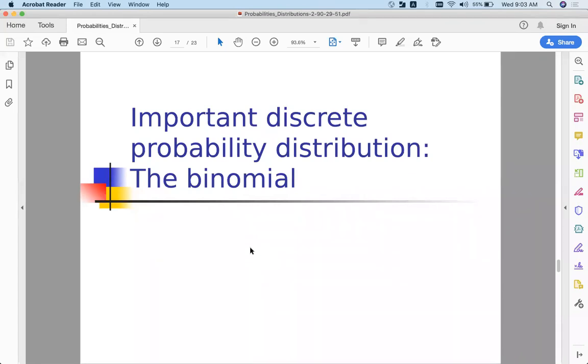Did your instructor explain this part? No, we didn't cover the probability. Okay, so let me cover this. Distributions of probability were not covered.